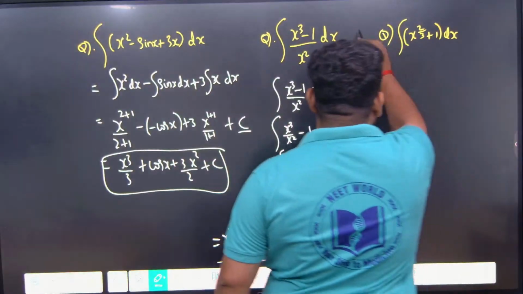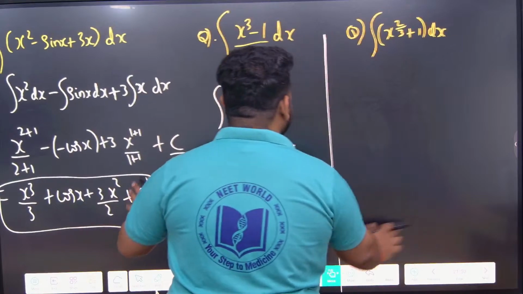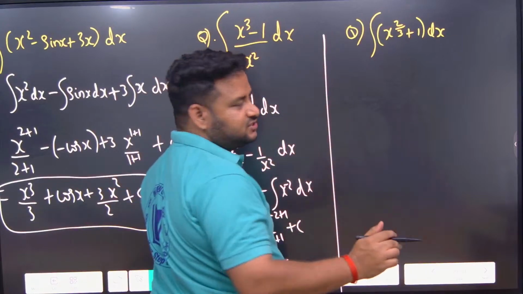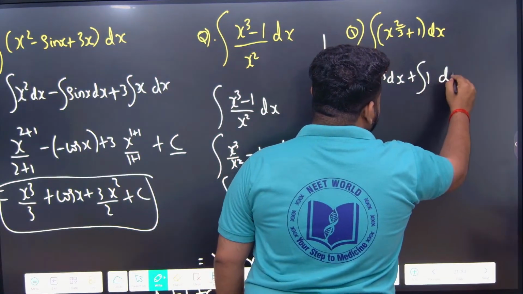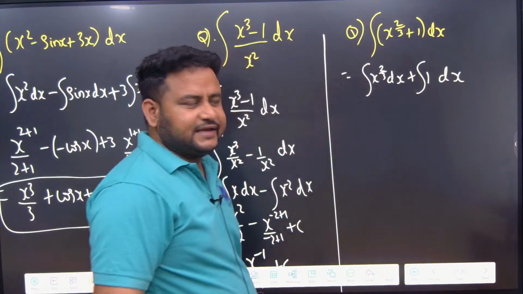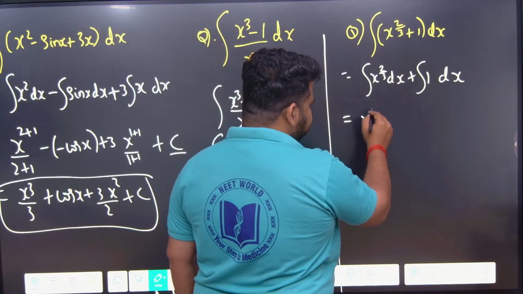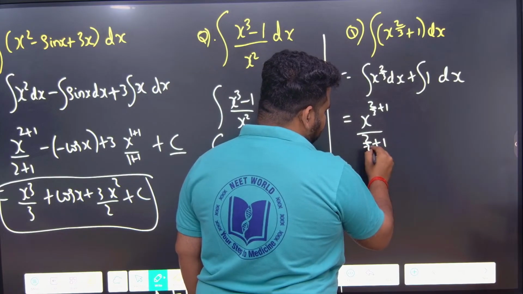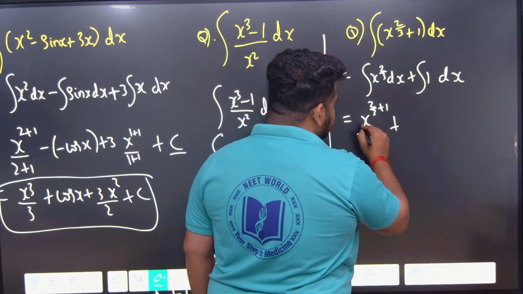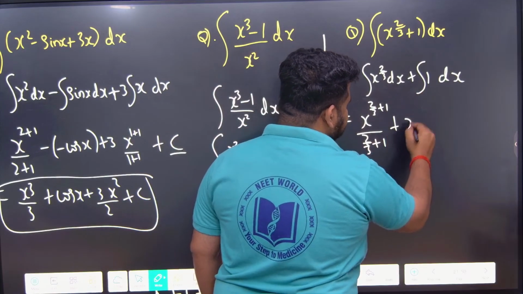Now look at this question we are having. They are telling x to the power of 2 by 3 plus 1 dx. This can be written as integral of x to the power of 2 by 3 dx plus integral of 1 dx. For x to the power of 2 by 3, here n is 2 by 3, so just put the values: 2 by 3 plus 1, over 2 by 3 plus 1. After integrating, integral of 1 dx is x plus c.